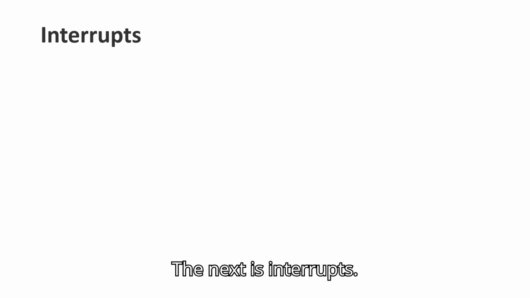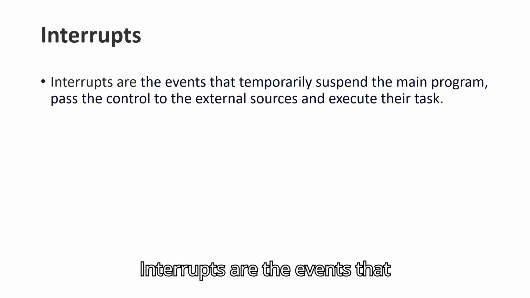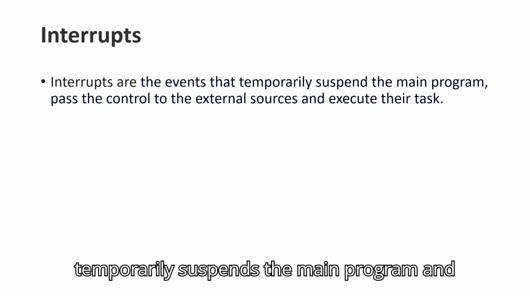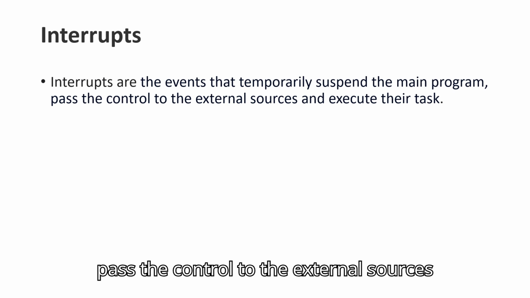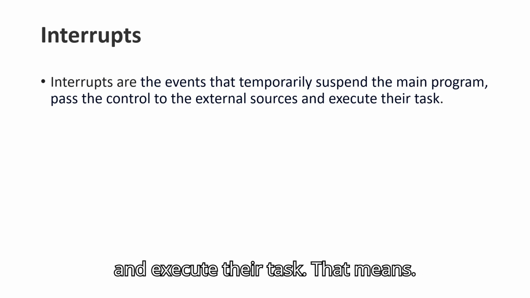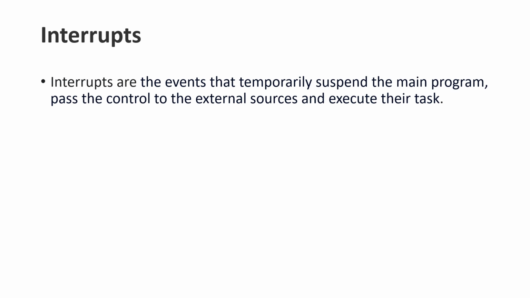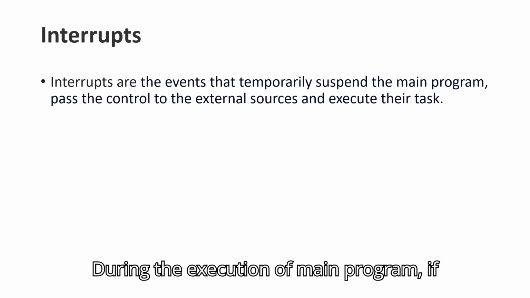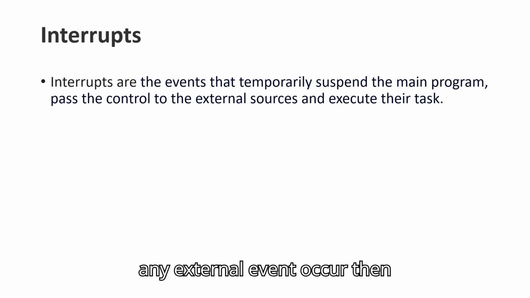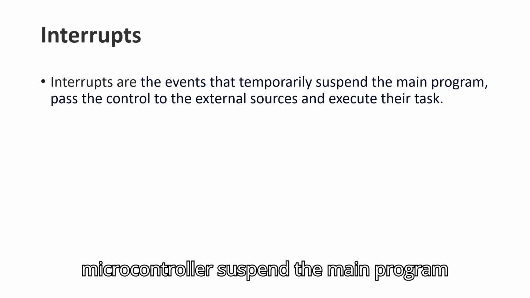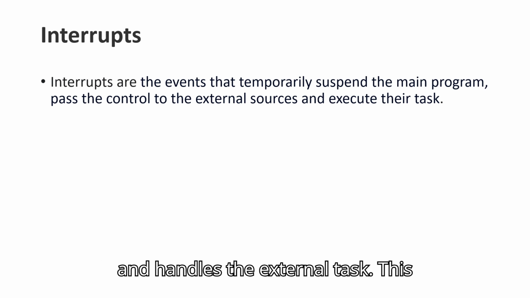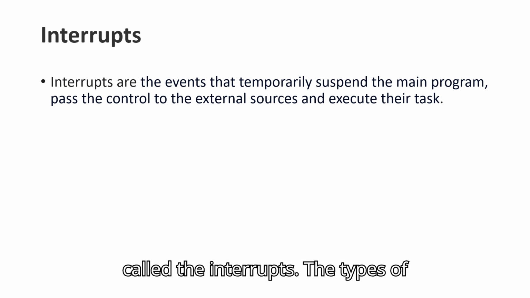The next is interrupts. Interrupts are the events that temporarily suspend the main program and pass the control to external sources to execute their task. That means during the execution of the main program, if any external event occurs, then the microcontroller suspends the main program and handles the external task. This is called the interrupts.